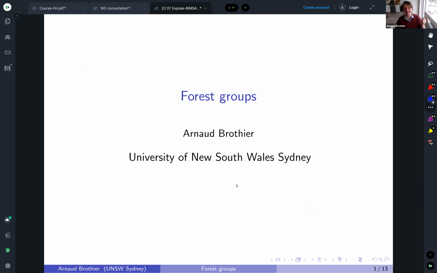So it's a bit of a mix of subfactors, conformal field theory, and some group theory. So we'll see what it gives here. Okay, so I'm calling this forest groups.